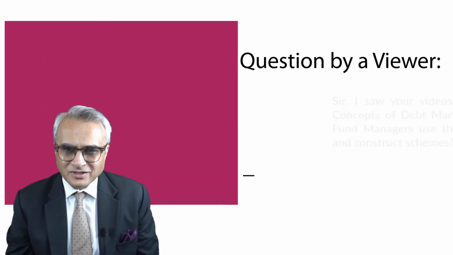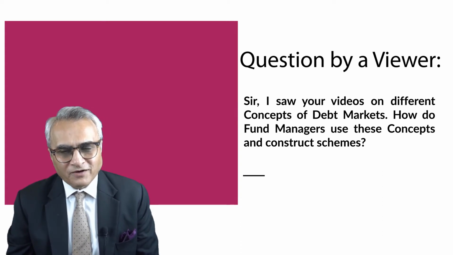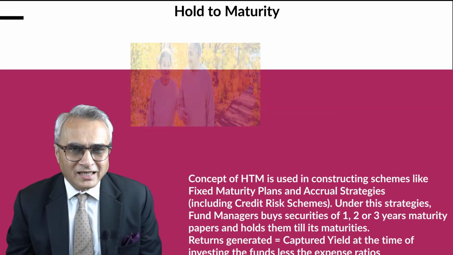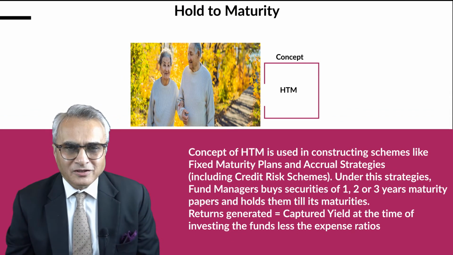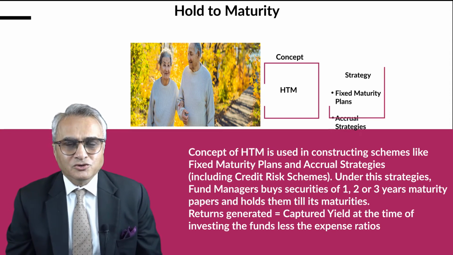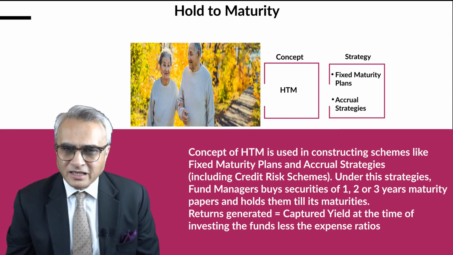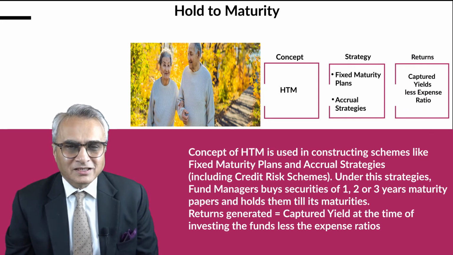Today's query is a very interesting query. What we have learned in the earlier episode of the concepts of debt market and how they are used by the fund manager to construct different schemes. Hold to maturity, as I have explained to you, is a concept where the fund manager buys a security of 1 year to 3 years to 5 years and holds it till its maturity. It is used to construct schemes like fixed maturity plan or accrual schemes or credit risk space also, and the return to the investor would be the yield which the fund manager has captured less the expense ratio.